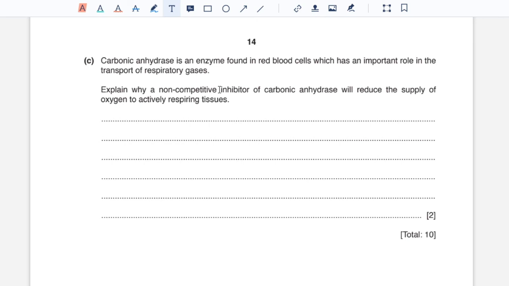Now, hydrogen ions are required to displace oxygen molecules from oxyhemoglobin so that oxygen is supplied to respiring tissues where the partial pressure of oxygen is lower, and if the inhibitor binds to the enzyme, hydrogen carbonate and therefore hydrogen ions are not formed. Therefore, there is no substance that would be able to displace oxygen from oxyhemoglobin, and therefore oxygen would not be supplied to respiring tissues.